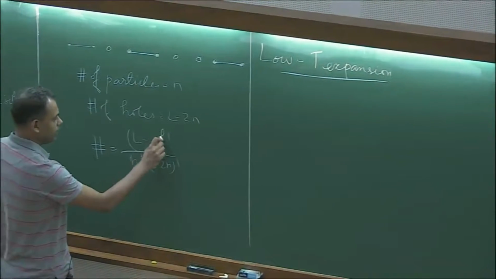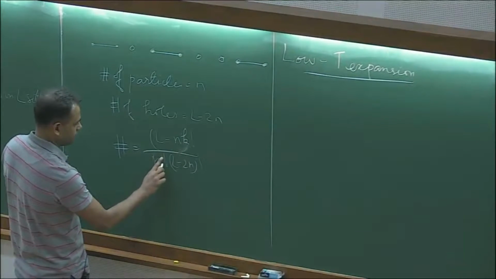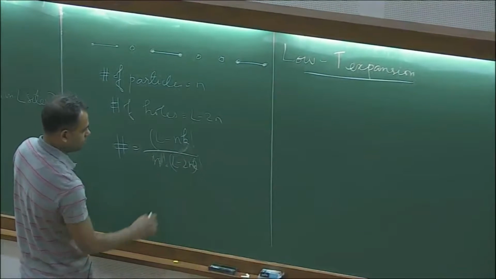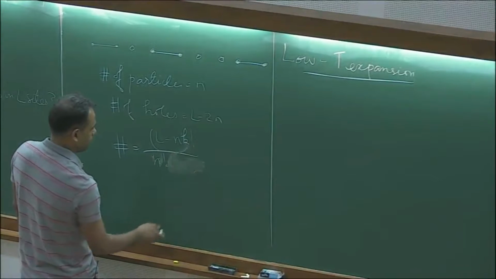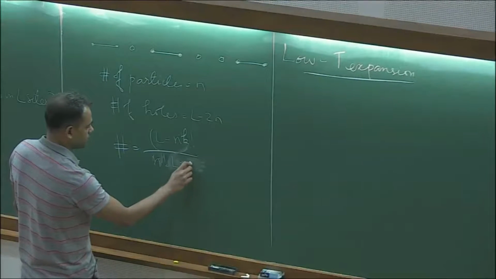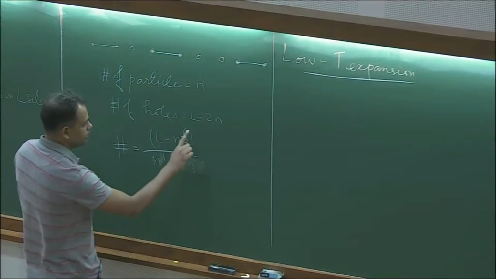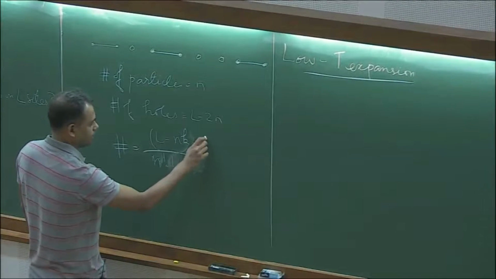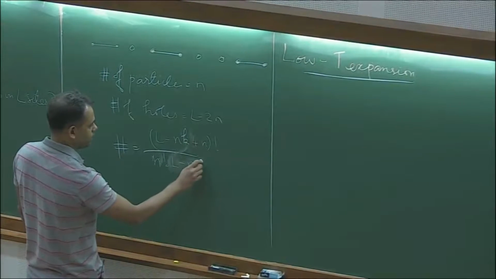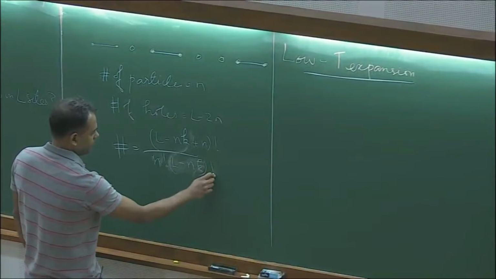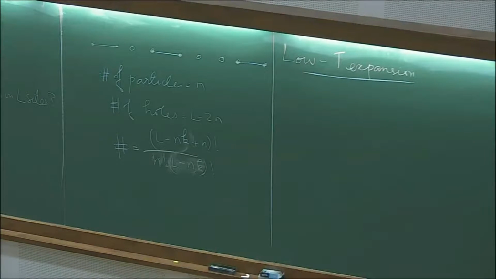So L minus Nk by Nk, by L minus Nk plus N, factorial by L minus Nk. So that's the combinatorial count for that one.